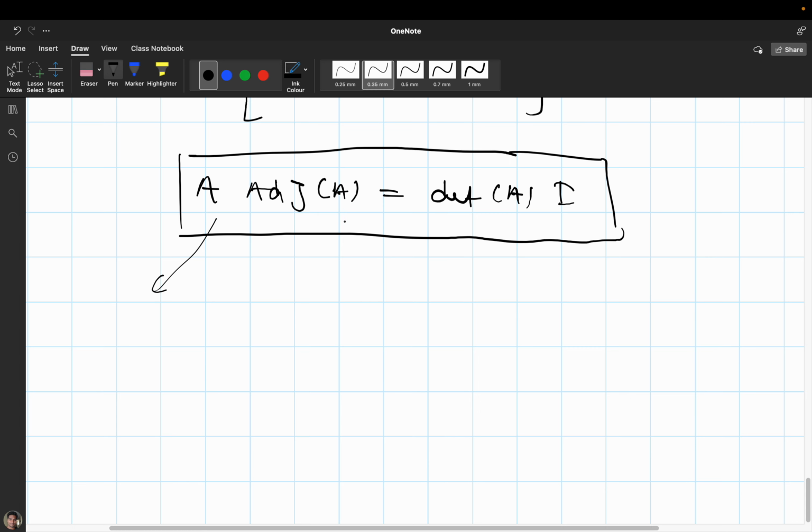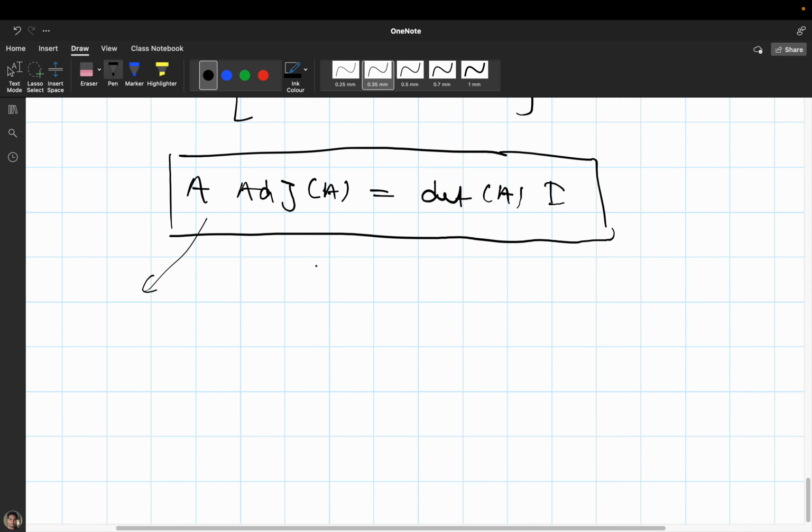This is the formula. This is a very famous formula and it is very applicable. If I want to get A inverse, then what will I do? Just shift the A to the other side and determine... Okay, can a matrix be shifted from this side to this side?